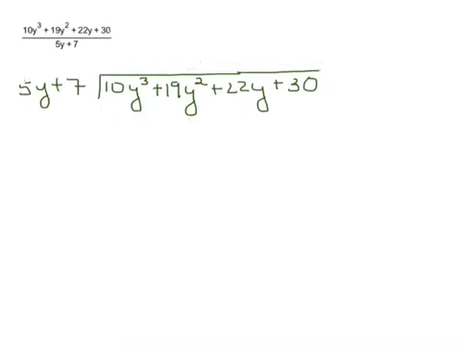All right, in this problem, we need to divide a gigantic polynomial, 10y cubed plus 19y squared plus 22y plus 30, by a binomial, 5y plus 7. Whenever we have to do division that includes a binomial or larger, so 2 terms or 3 terms or 4 terms or more, we need to use what's called long polynomial division.